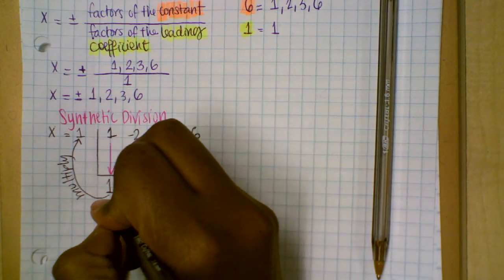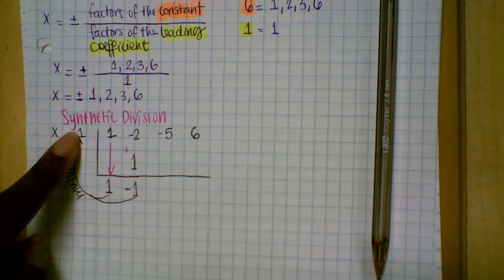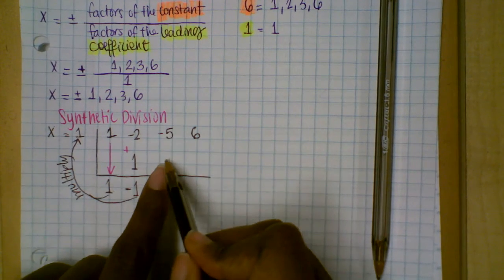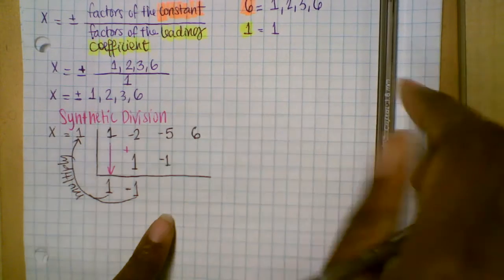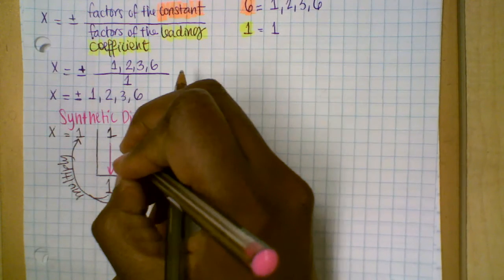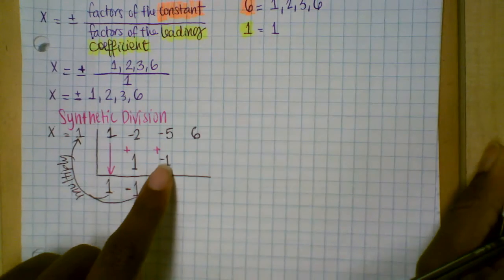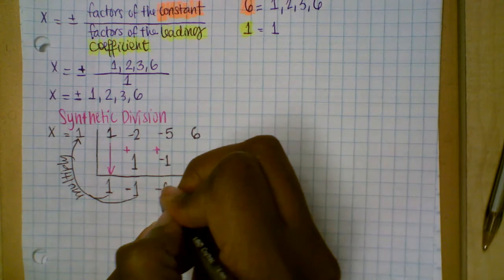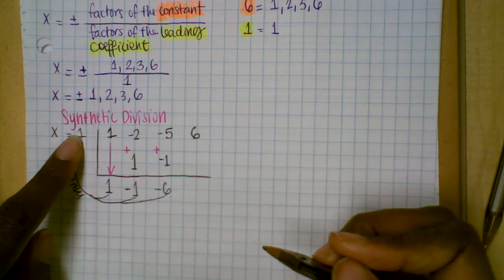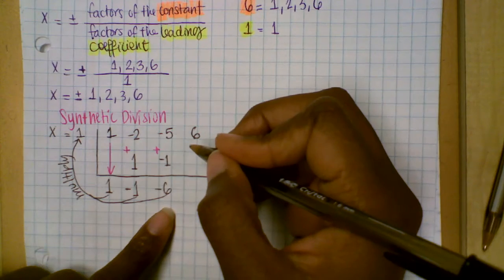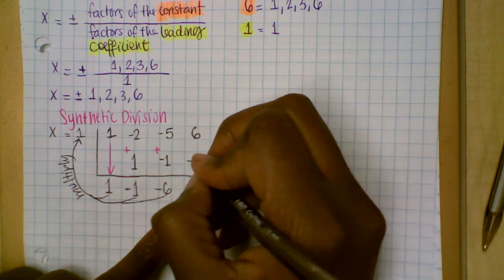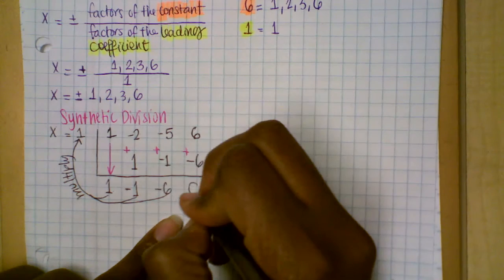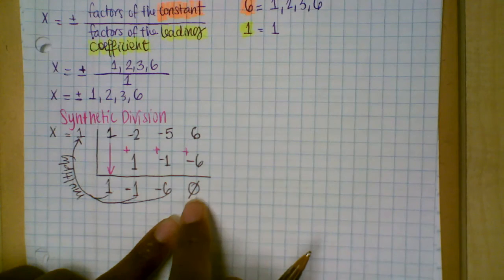Then you take this number and multiply it with the 1 right here. Negative 1 times 1 is negative 1, and I write negative 1 below the negative 5. Again, you add: negative 5 plus negative 1 adds up to negative 6. What do we do next? You multiply with the number on the side. Negative 6 times 1 is negative 6. Then you add, and you end up with 0. The remainder here is 0.